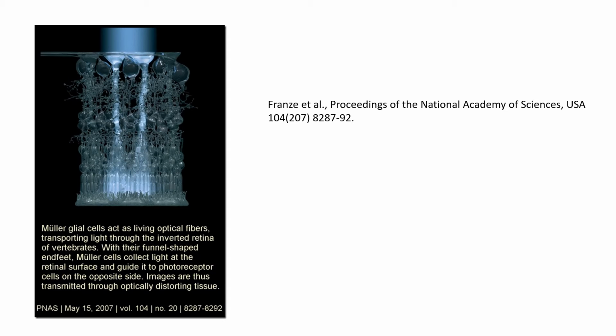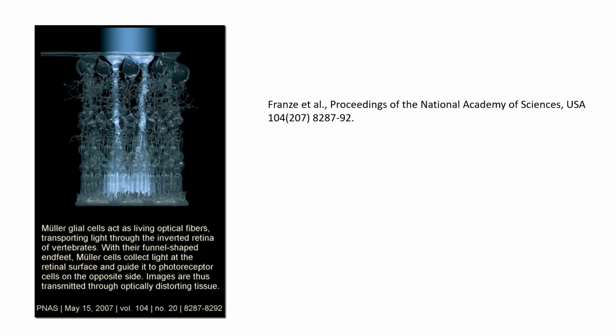Amazingly, about a decade after the mocking statements of Richard Dawkins, new discoveries in the structure of the retina were made. It was discovered that the nerve cells in front of the rods and cones, through which the light has to pass, those cells that were thought to be a design flaw, are known as Mueller glial cells. And they're actually living optical fibers, and they transport the light through the inverted retina.